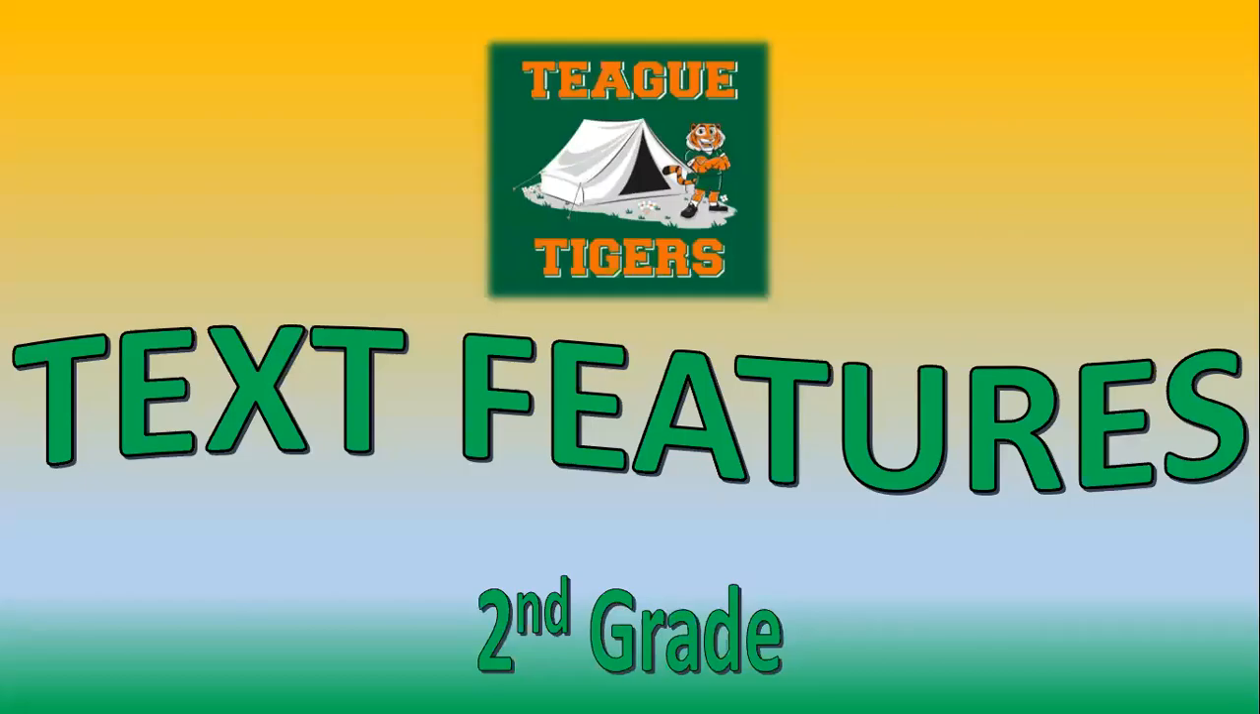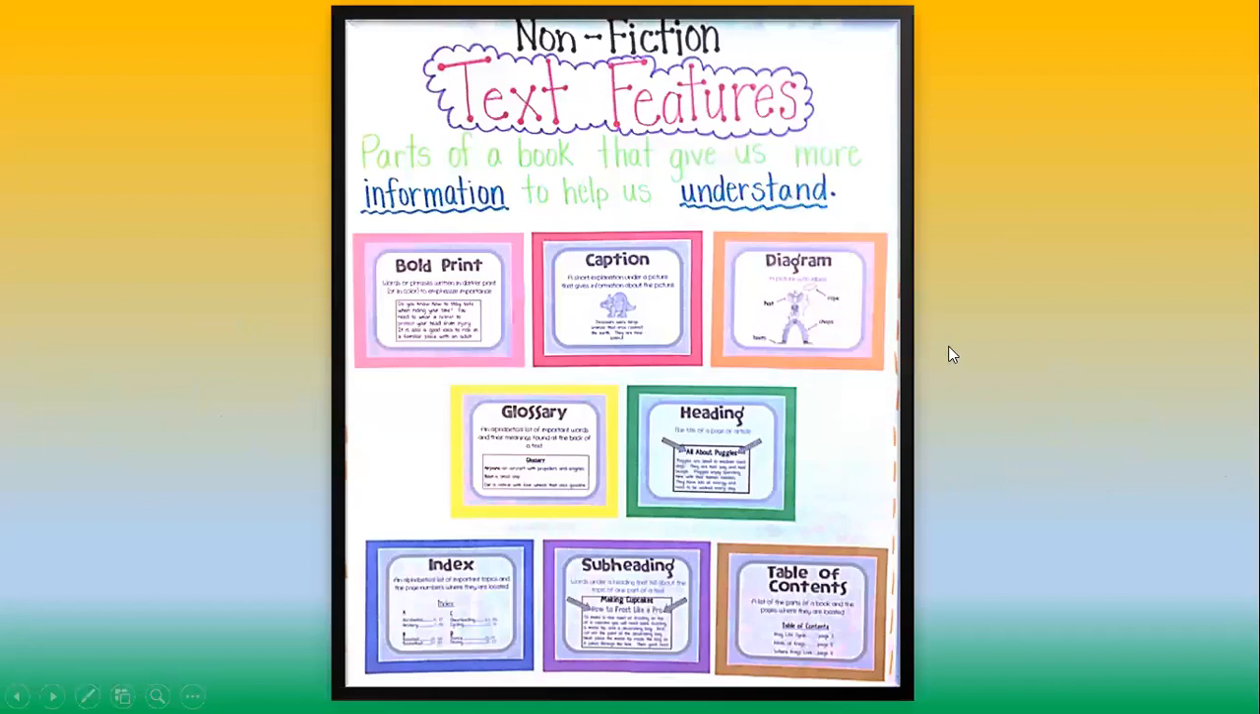Today's lesson is over text features. So we have an anchor chart here that lists some of the text features. These text features are different parts of a book that give us more information. They actually help us understand more of what we're reading.